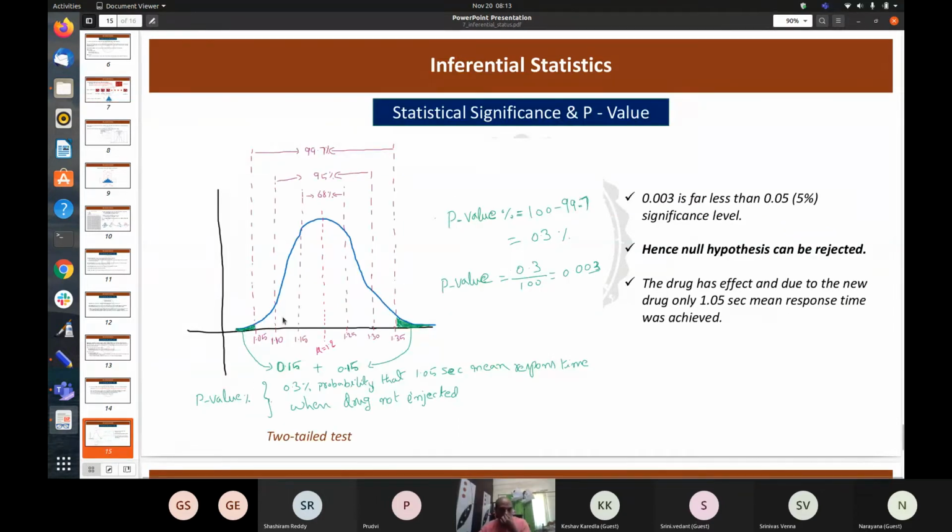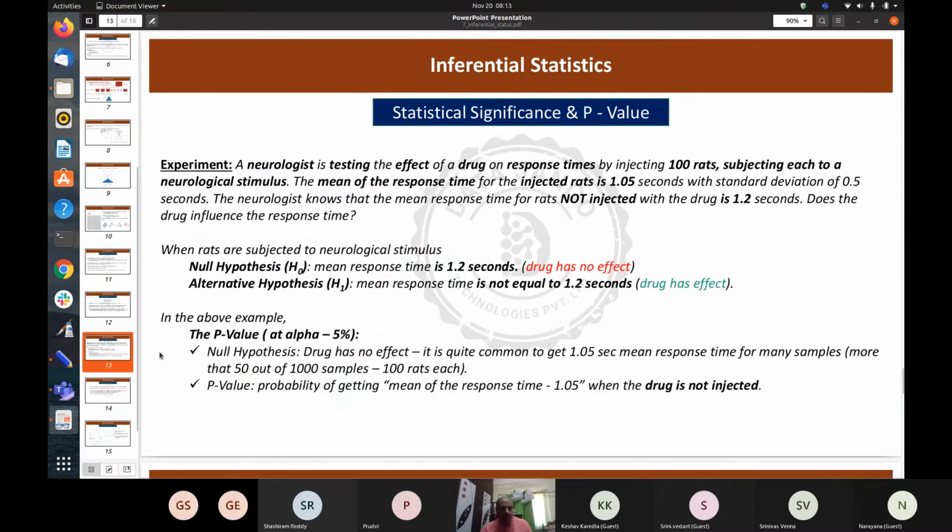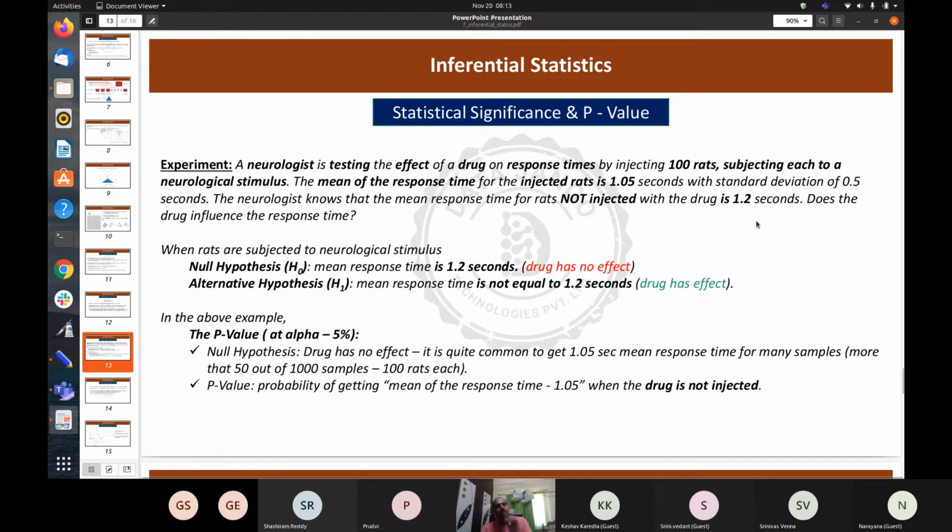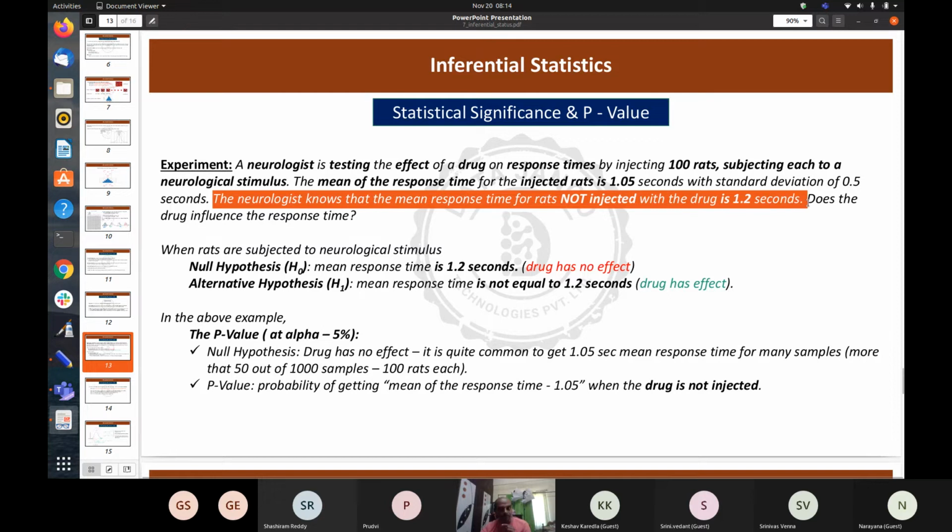Okay, so this is the sampling distribution of means of already known data. I know 1.2 as the mean of means, and I don't know the standard deviation of the population. What is the population here? All the rats that were injected with neurological stimulus only, and each individual rat's response time. If I know each individual rat's response time, I can calculate the standard deviation of the population. Do you agree? Did you get my statement?